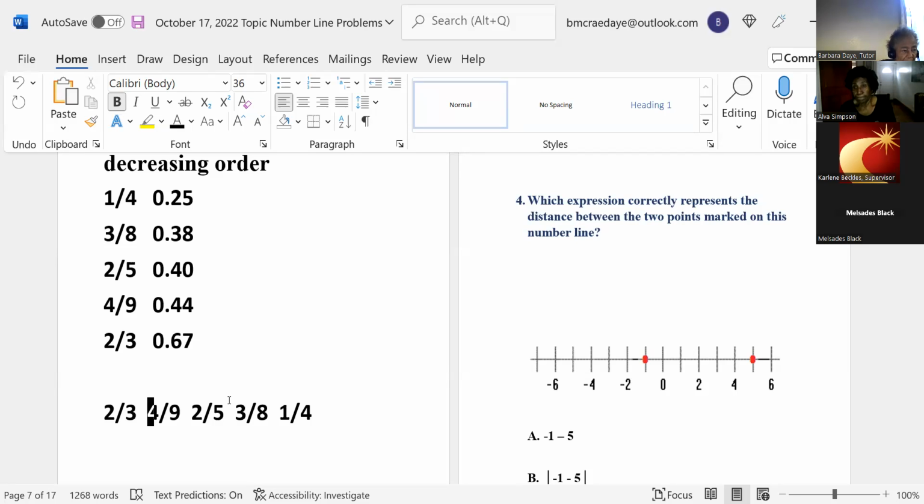So you put them in order the way they are, Miss? Decreasing order. Decreasing order means you start with the highest and go to the lowest. So the highest is the 0.67 or 2/3, and the lowest is the 1/4 or 0.25. And then in between, you'd have 0.44, 0.4, 0.38. Got it? Questions?